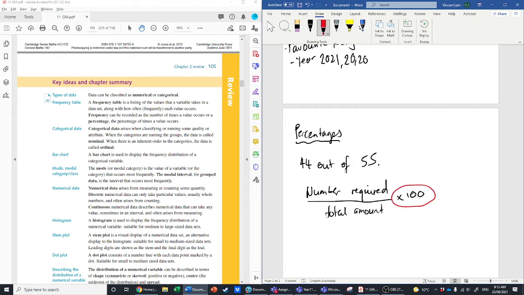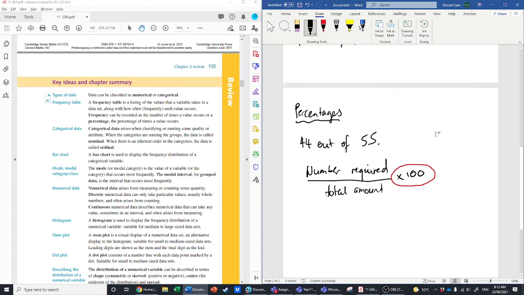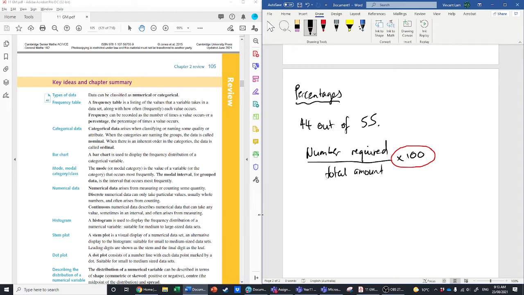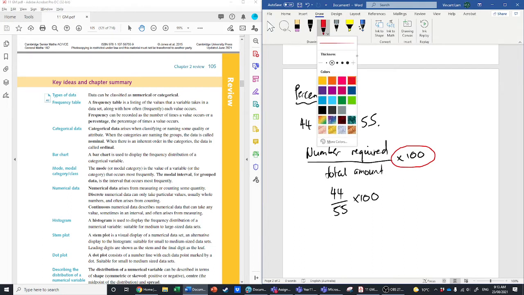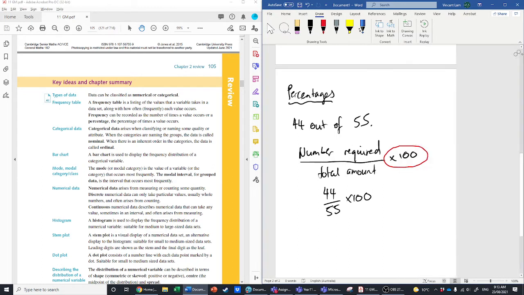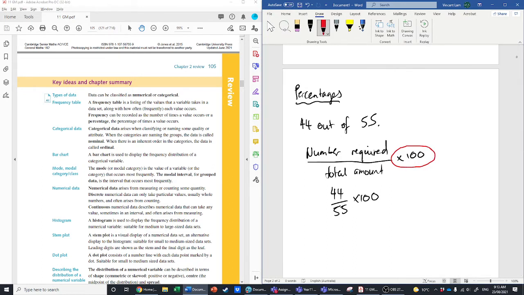It is times 100 at the end. I get some of you, and I've seen you do it, it does work sometimes, but it doesn't always work. So I do prefer that you make sure you do it this way. The number required, or the number that you need, divided by the total amount times 100. So it would look like this: 44 over 55 times 100. For some reason, some of you do this differently, and I'll do it in red so you don't do it. What some of you do is remember that a percentage is out of 100, so you go 44 over 100 times 55.